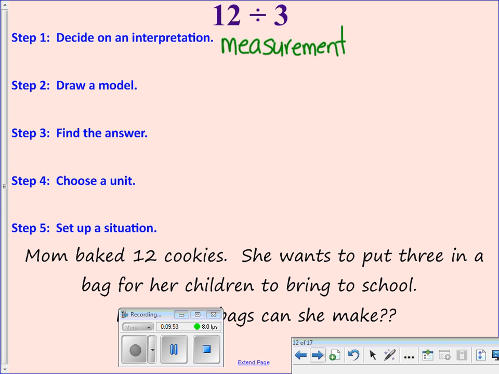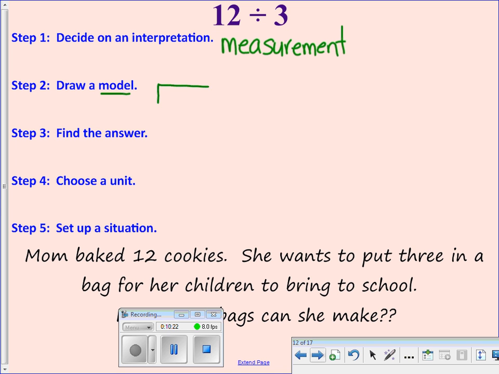There's really no right or wrong answer as long as your model matches your method. How's that for an alliteration? Your model matches your method. Because we saw from the opening that one division equation could be solved both ways. So, as long as your model matches your method, don't panic. Oh my gosh, what is it? Today we're only solving using measurement. So let's draw our model.